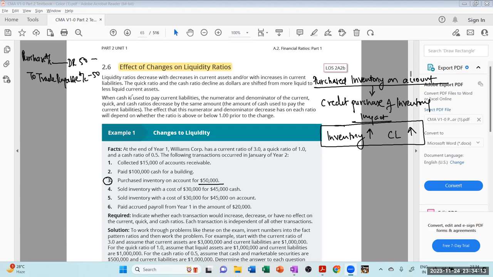Let me go ahead in my further statement. So can I say that increase in non-quick assets is equal to increase in current liability? Yes or no? Please tell me. Agreed? Why? Yes, because inventory is a non-quick asset, na? Agreed?